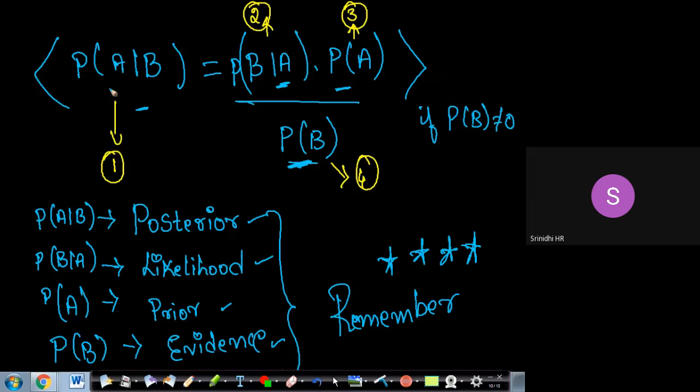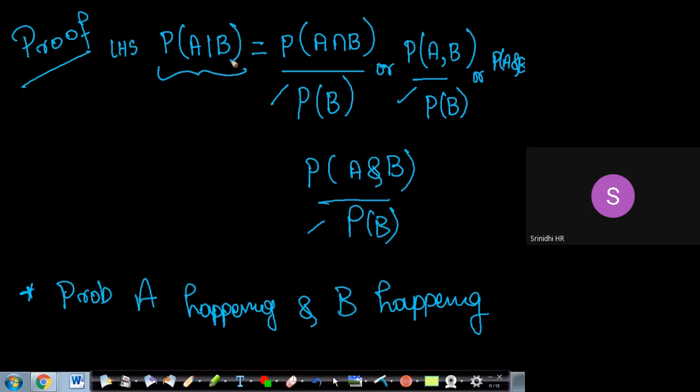So what is my LHS here? Probability of A given B. If I apply conditional probability for this, what is the formula which I can state? Probability of A intersection B divided by probability of B, which I can also write like this: probability of A comma B, or you can write it as A and B. So these are all the various representations. So how do I read this? Probability of A happening and probability of B happening.